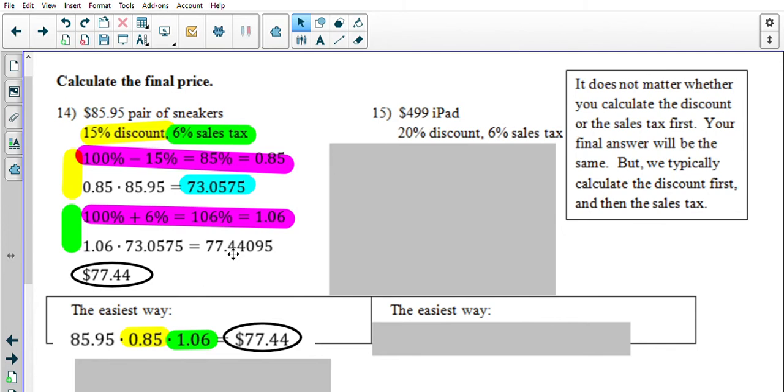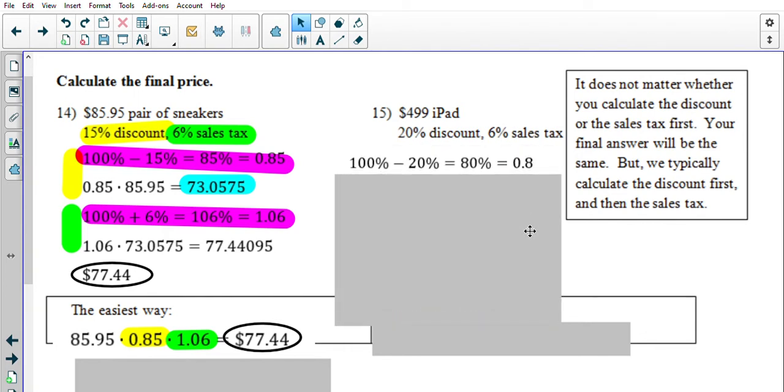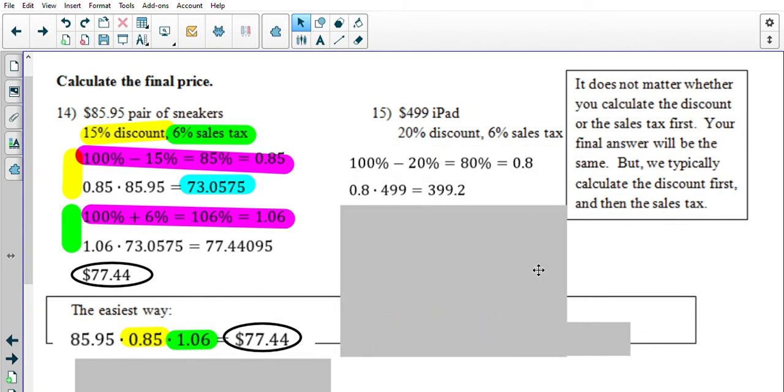So number 15, let's take a look at the $499 iPad, 20% discount, 6% sales tax. Let's do the discount first. 100% minus 20% is 80% or 0.8. And again, this is all for the discount. Take 0.8 times $499, we get $399.20.